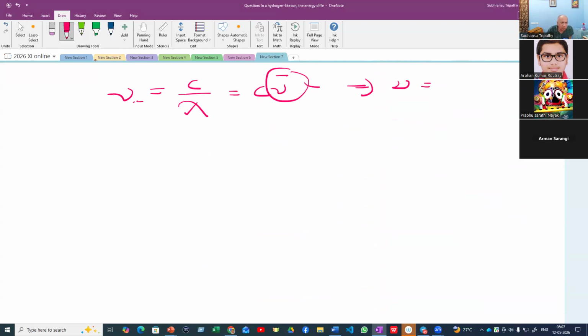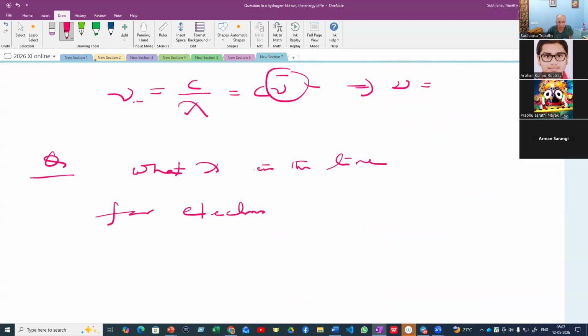So can you find out this question? What is lambda in the line for the electron of He plus to transit from 3 to 2?